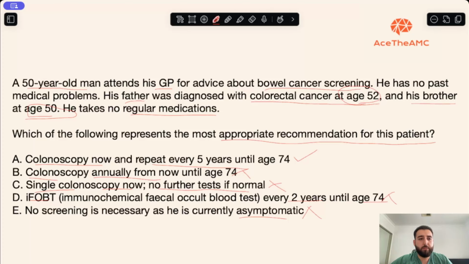I know this video is going to be a bit longer than the usual ones, but we did touch on some important categorizations, particularly when it comes to colorectal cancer screening.